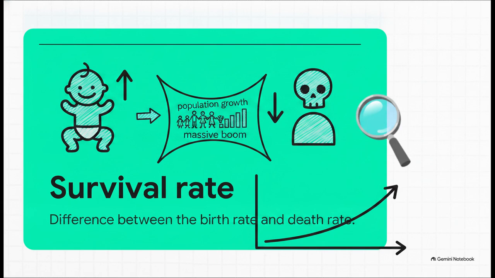Think about it. If you have a sky-high birth rate but an equally high death rate, your survival rate is low and your population barely moves. The real population explosion, that lives entirely in the widening gap between the birth rate and the death rate.